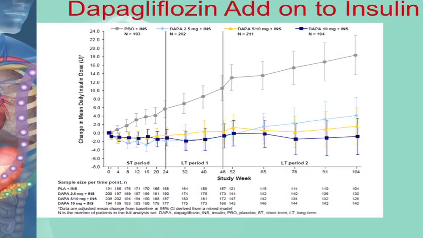What happens when you give these agents, and I'm using DAPA here, I could use any of them, as add-on therapy to insulin over time in type 2 diabetes? What do you see here? What you see is that in the absence of DAPA, you see that there is, in fact, over time, an increase in the mean daily insulin dose. You need to titrate the insulin up in order to get a comparable effect on the A1C.